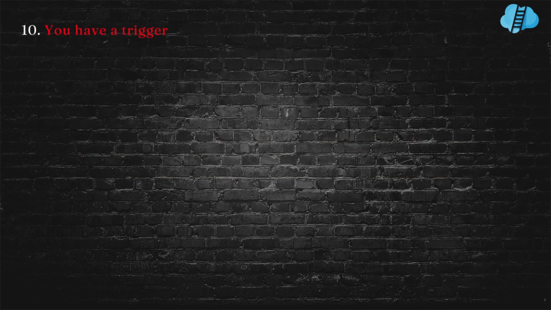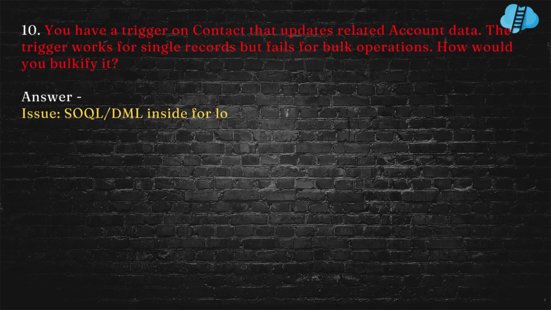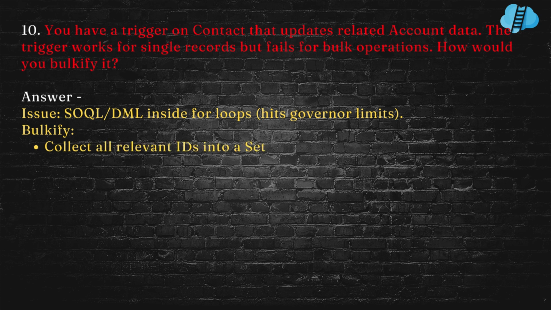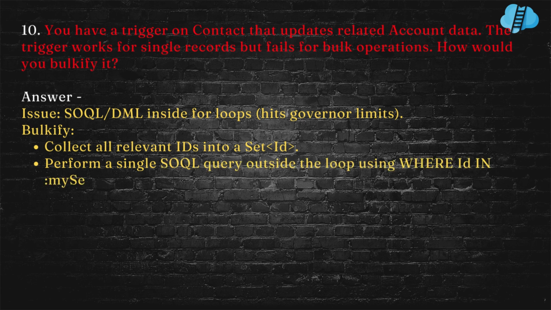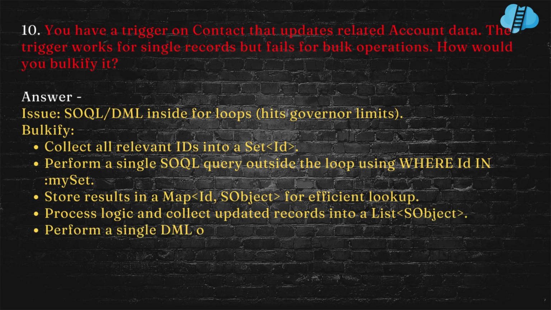10. You have a trigger on contact that updates related account data. The trigger works for single records but fails for bulk operations. How would you bulkify it? Answer. Issue, SOQL and DML inside for loops hit governor limits. Bulkify. Collect all relevant IDs into a Set<Id>. Perform a single SOQL query outside the loop using where Id in mySet. Store results in a Map<Id, SObject> for efficient lookup. Process logic and collect updated records into a List<SObject>. Perform a single DML operation, update myRecordsList.